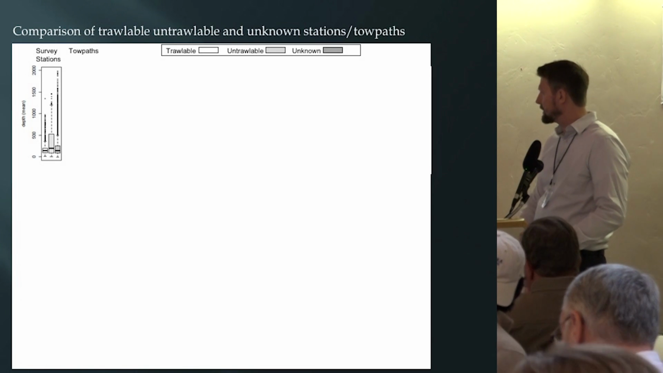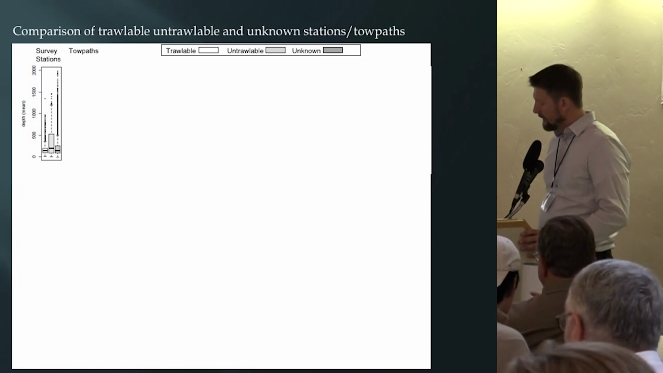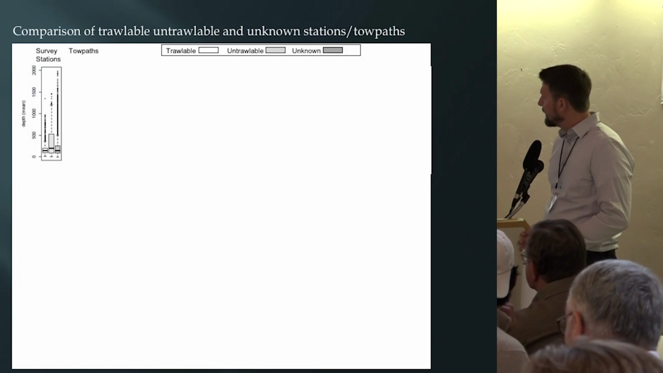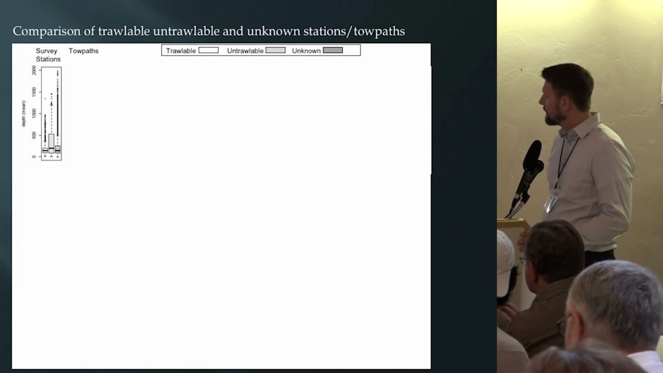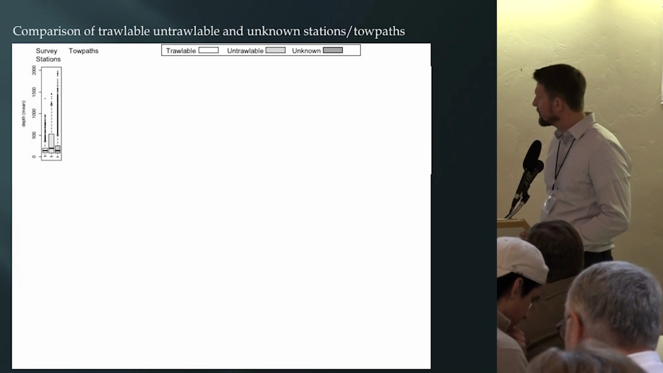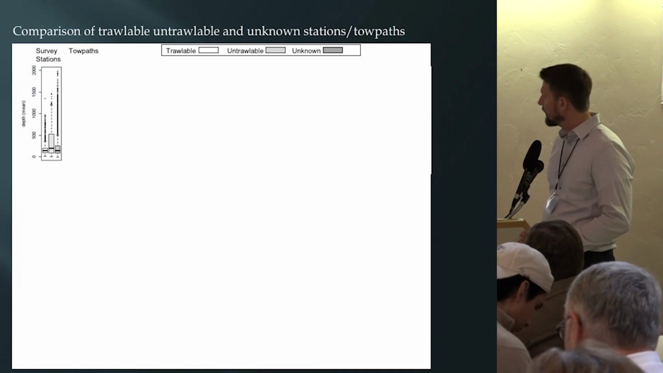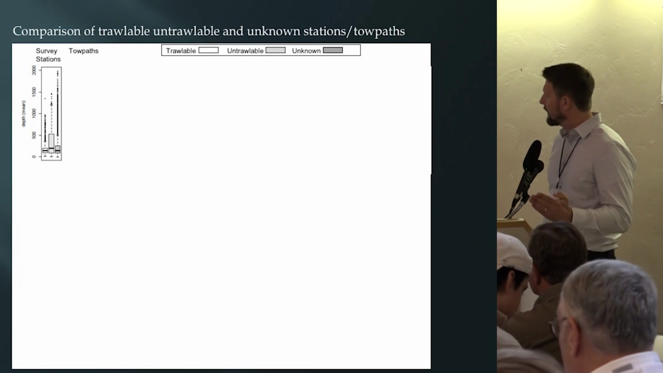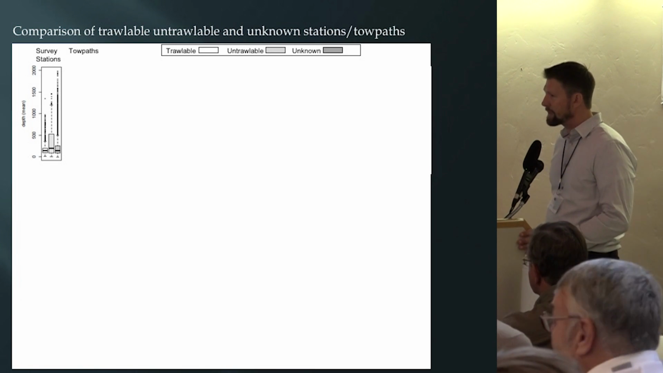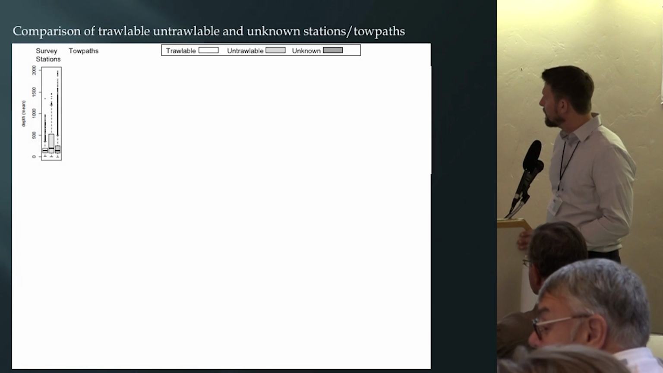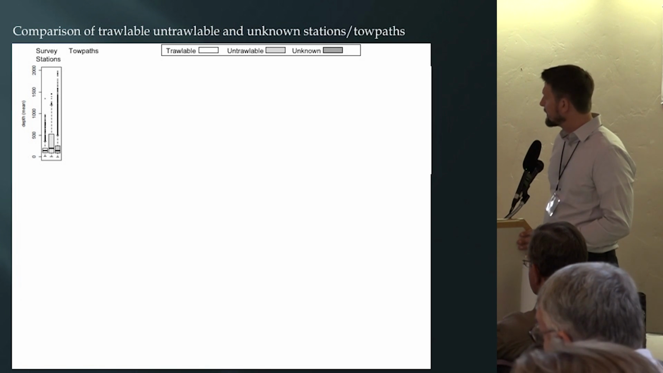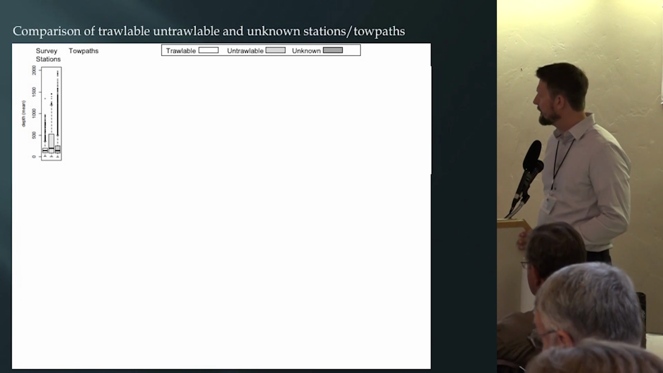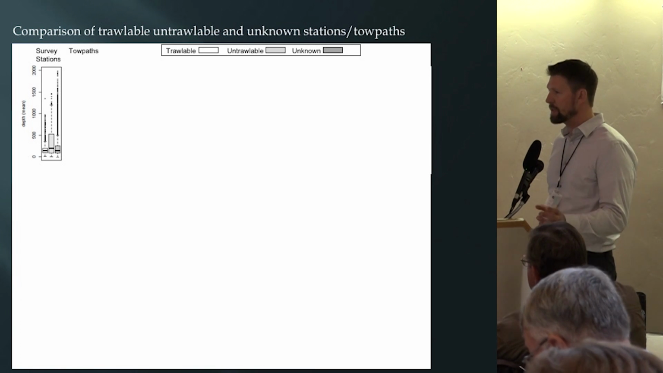Just looking at some of the statistics for this, this is showing depth in all these plots. These are box plots showing the distribution of survey stations according to a specific variable. On the left you have trawlable areas in the white. In the middle you have the untrawlable stations, and then the darkest color on the far right is those that are unknown, so they're stations that are unknown.